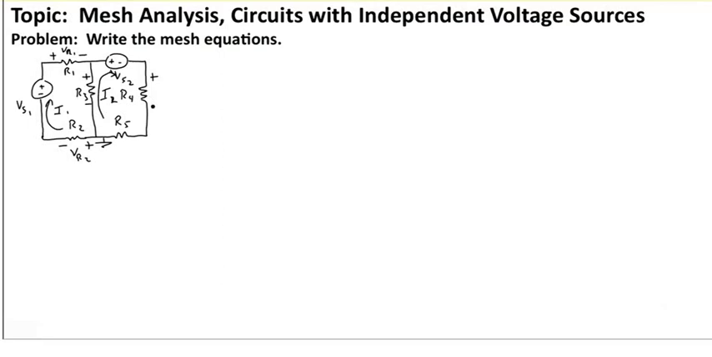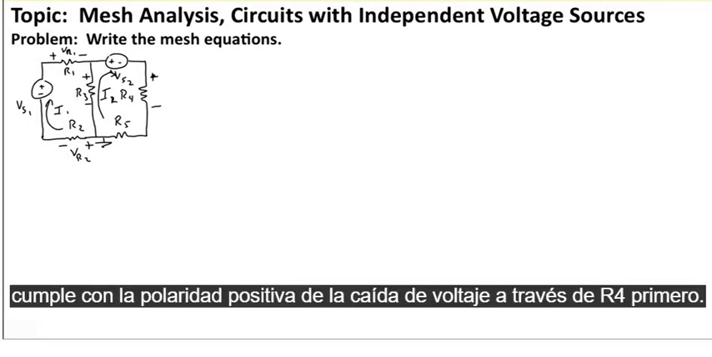Then we come around to the right-hand side of the circuit, we have the resistor R4. Using the passive sign convention, we know that the positive direction of the current meets the positive polarity of the voltage drop across R4, and then the voltage drop associated with the 12K.